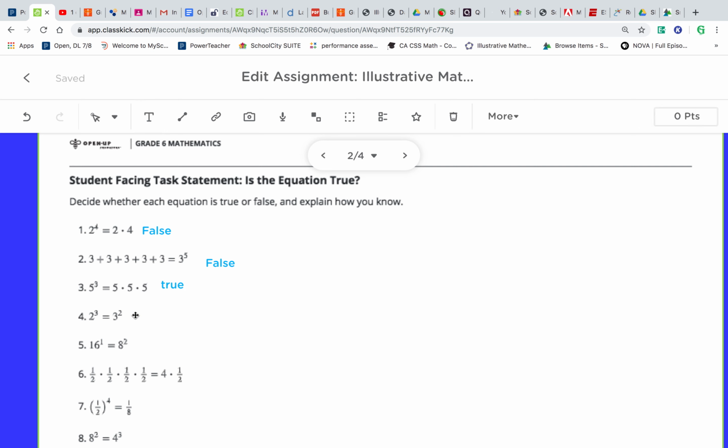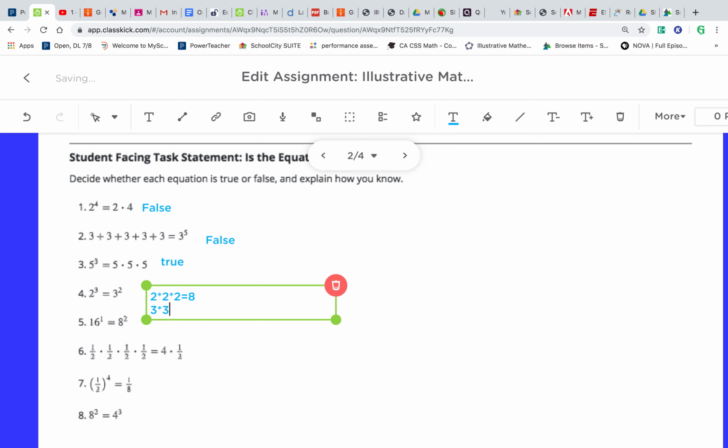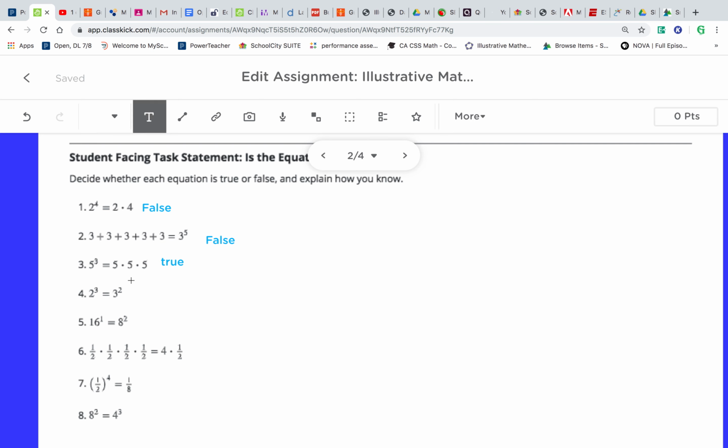All right, and then for number 4, 2 to the 3rd power equals 3 to the 2nd power. Well, 2 to the 3rd power equals 2 times 2 times 2. And that's going to equal, let's see, 2 times 2 is 4, times 2 is 8. So that's 8. Then the other one was 3 to the 2nd power, which is 3 times 3. That equals 9. No, they are not equal. Yeah, they're close, but they're not equal, and so it's a false statement. We have to say that this is false.